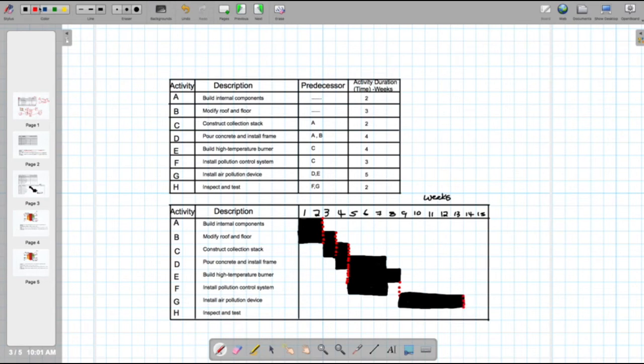So there we go. Then it takes 2 weeks to complete. So week 1, week 2. So this project is going to be completed by the 15th week. So there we go. You see, that's now the Gantt chart for this project.